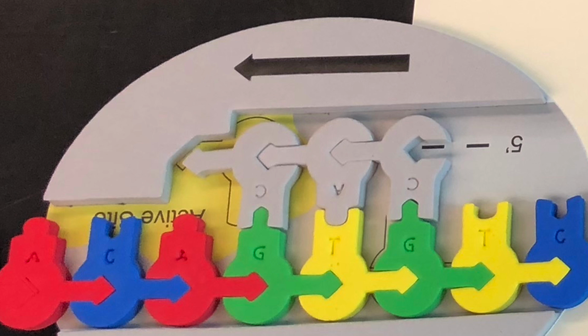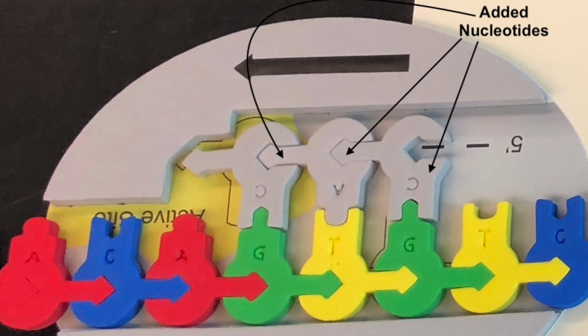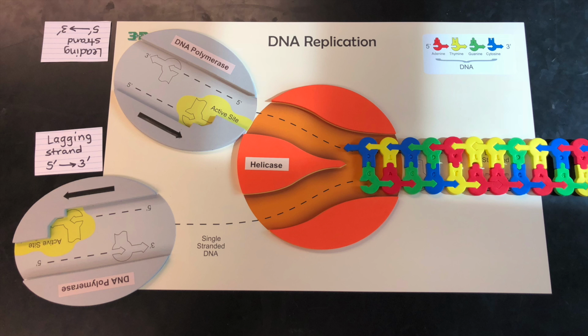In our model, nucleotides are represented as foam, with adenine being represented by red, thymine by yellow, guanine by green, and cytosine by blue. Additional nucleotides added by polymerase are also represented by gray. DNA replication begins with a selected area of DNA called the replication fork. This is where we will begin our replication in the model.